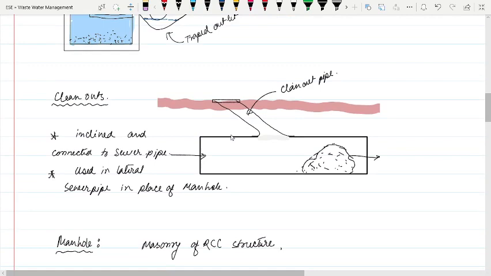Next comes cleanouts. Cleanouts are inclined pipes connected to the main sewer. This is the main sewer, this is the main sewer.